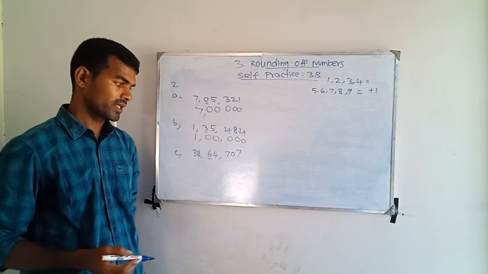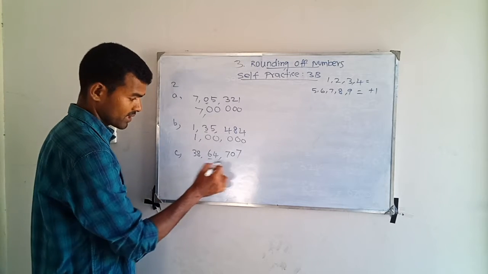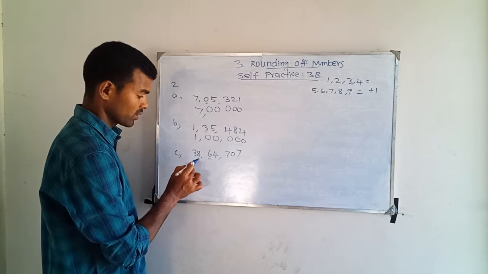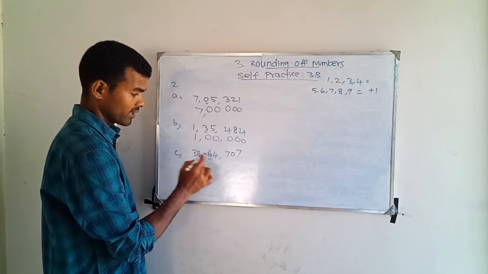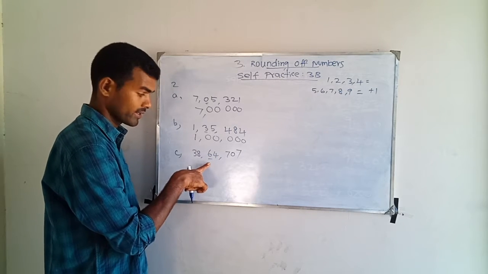Now see this, what is the nearest lakh? So what we will do? To find the number to the nearest lakh, 38 lakh. You have to consider ones, tens, hundreds, thousands, 10,000, lakhs. Look at the 10,000 place, 6 is here.